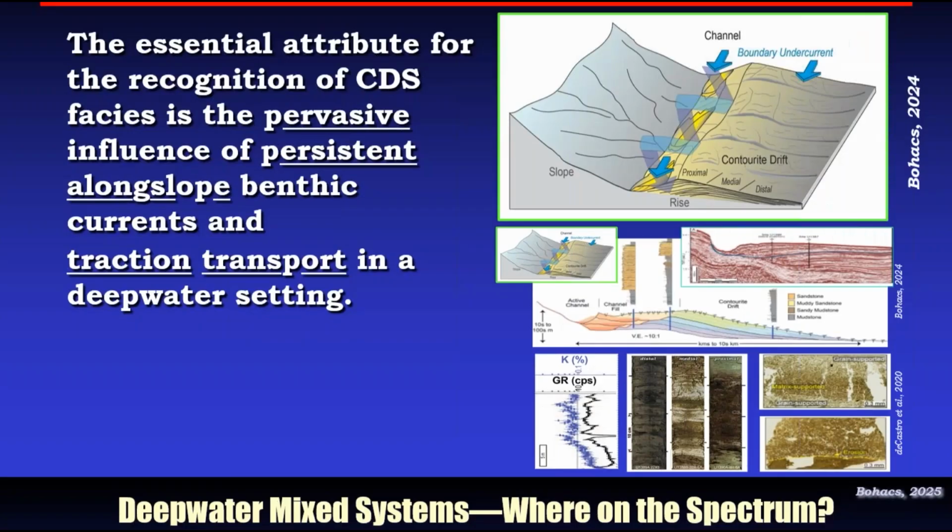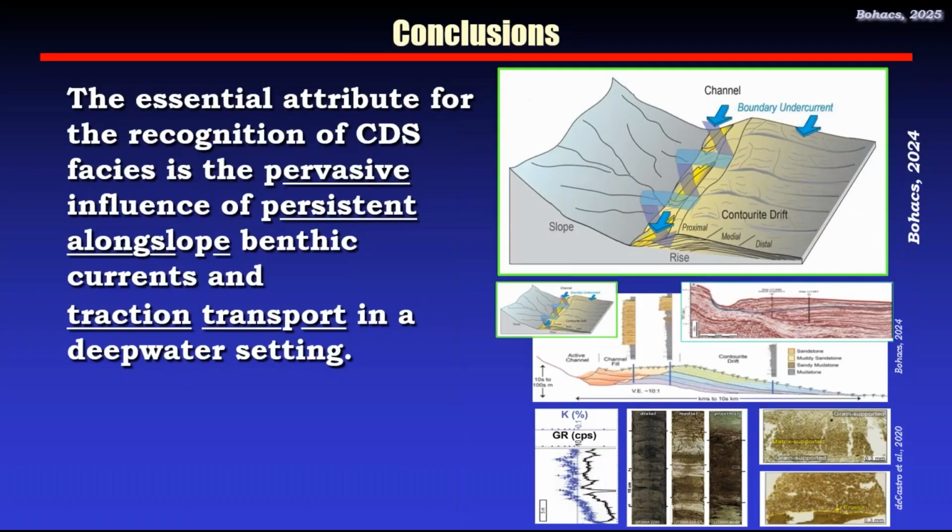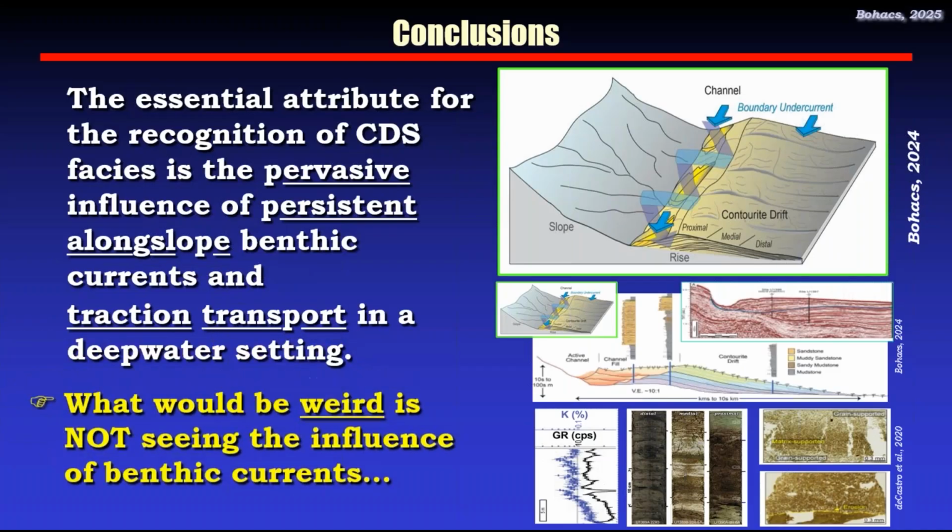So, in conclusion, you will be happy to hear, the essential attribute for the recognition of contourite depositional system facies is the pervasive influence of persistent along slope benthic currents and subcritical traction transport in a deep water setting. As for mixed systems, well, most I can tell you is what would be weird is not seeing the influence of benthic currents in deep water settings. And we will hear more about mixed systems from Drs. Rodriguez and Serrier after the break.